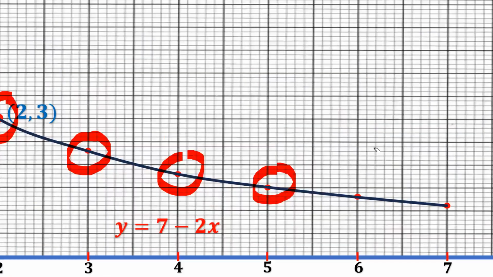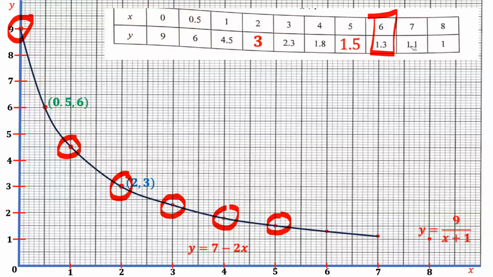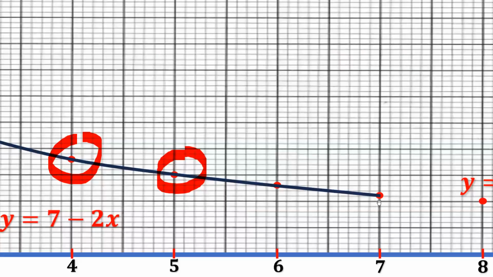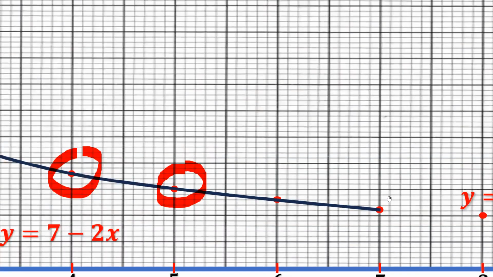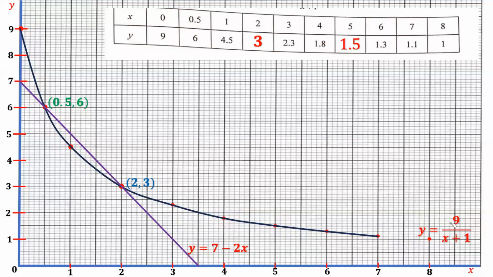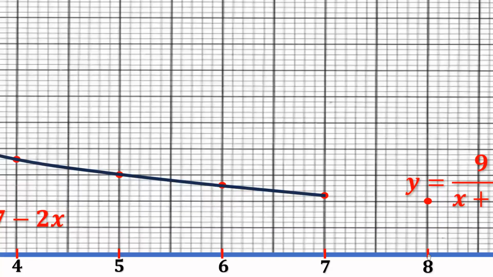Okay. And then we have 7 and 1.1. That's going to be 7. This is 1. This is 1.1. Right, 1.1. And then here we have 8 and 1. 8 and 1 is going to be right there.